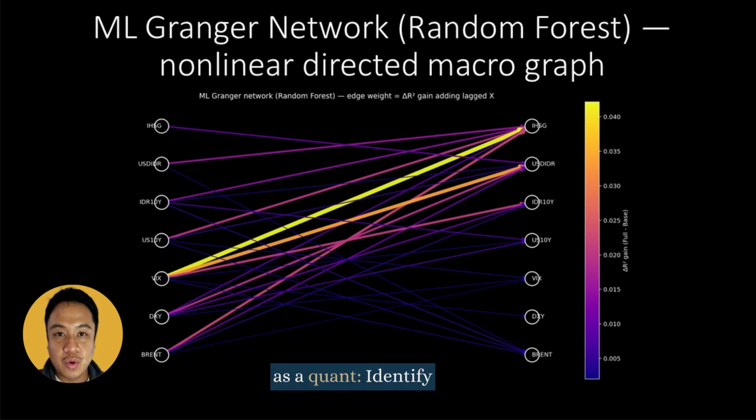How I read it as a quant? Identify the main drivers, nodes with strong outgoing edges. They are candidates for global factors, risk stress, dollar conditions, macro shocks. Identify the main receivers, targets that become more predictable when you add global information. Often those are local risk assets like IHSG and USDIDR.